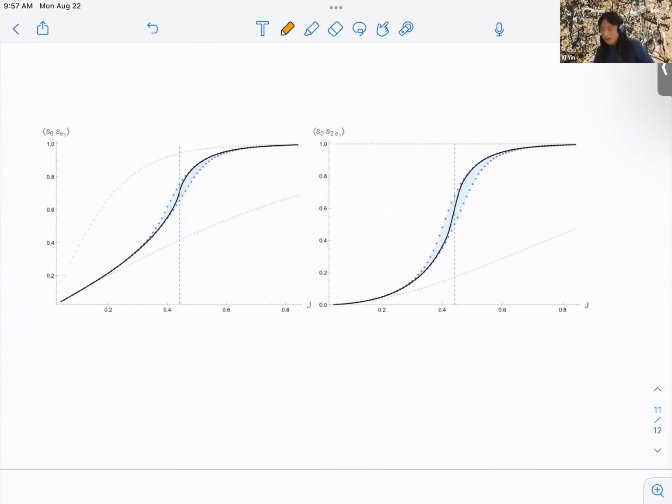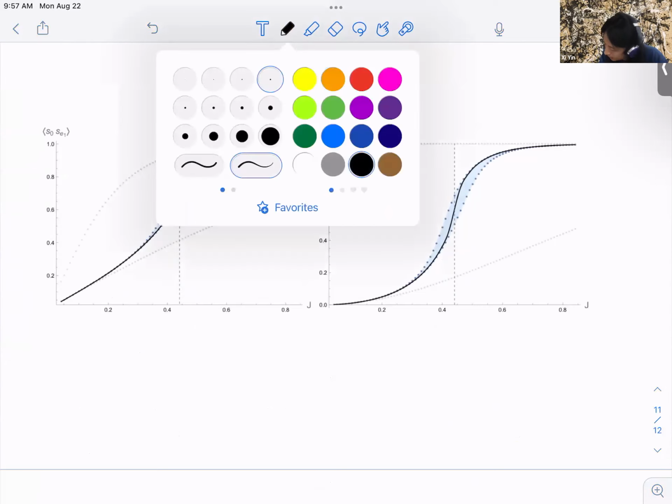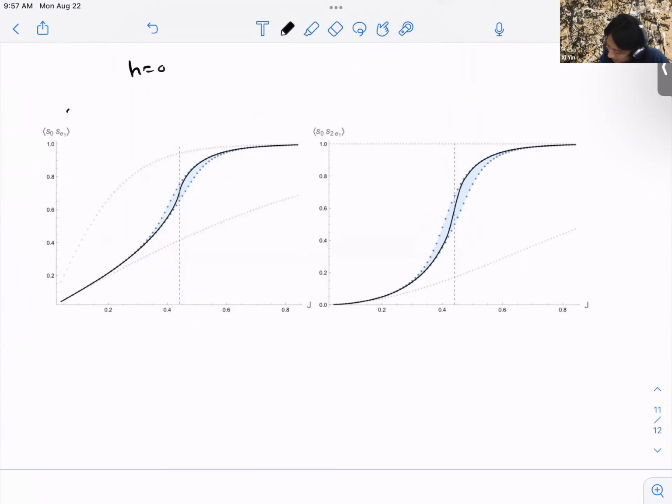Okay, so now we have a comparison with the earlier plots. This is again at h equals 0, for the nearest spin correlator versus the next to nearest spin correlator. Not surprisingly, the bound gets a bit weaker, but it's still non-trivial and has the same qualitative features.